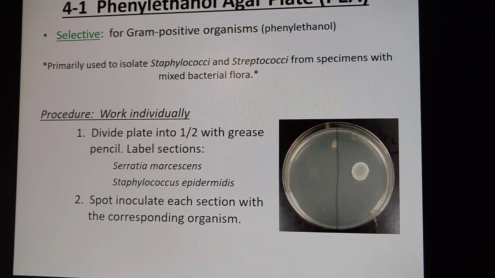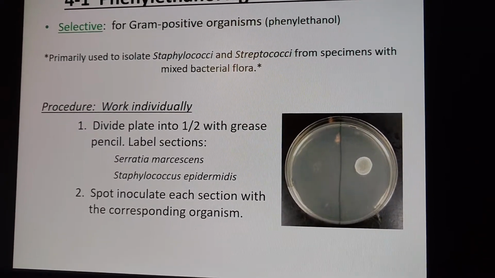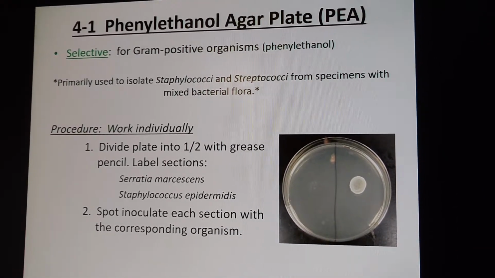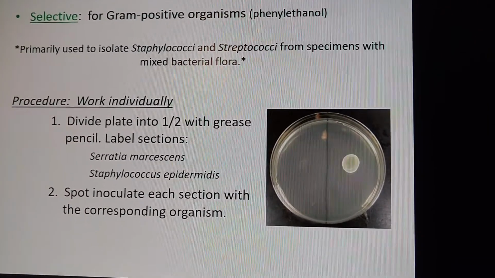different microbes: Serratia marcescens, which is gram-negative, shouldn't grow on PEA; Staph epidermidis. Again, you would just be doing a spot inoculation on each side of the medium, or each half of the medium. You incubate, come back and you look and see what grows.